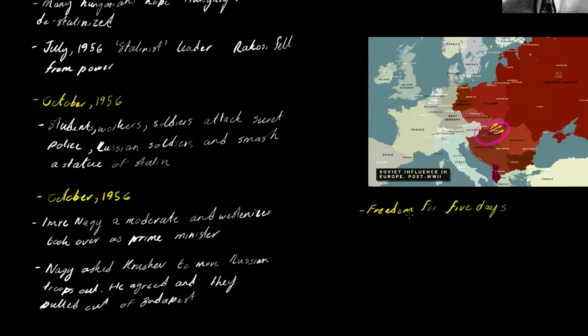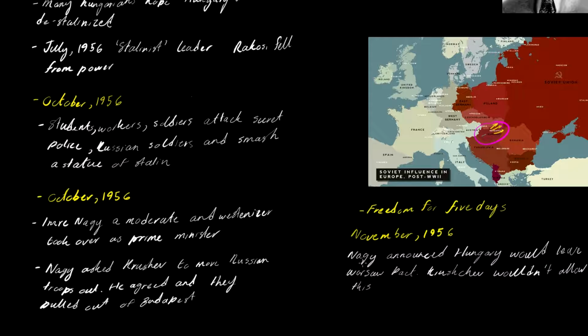And yeah, so this is great. However, in November 1956, Nagy announced that Hungary would actually leave the Warsaw Pact, but Khrushchev was not going to allow this. And Khrushchev claimed that he'd received a letter from the Hungarian communist leaders asking for his help.